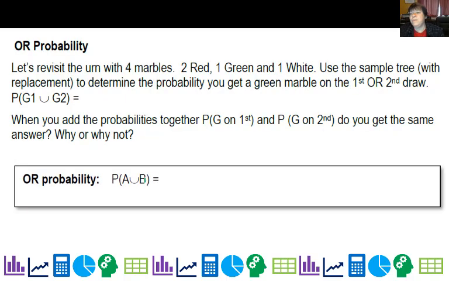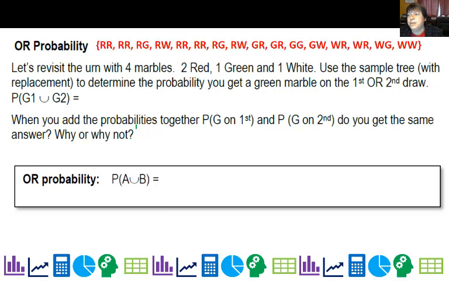So let's go ahead and revisit the urn with the 4 marbles. We've got 2 red, 1 green, and 1 white. And we're drawing with replacement. So it's like the very first example we did. And there are all the sample space outcomes. I just went ahead and wrote them there instead of trying to do the whole tree.